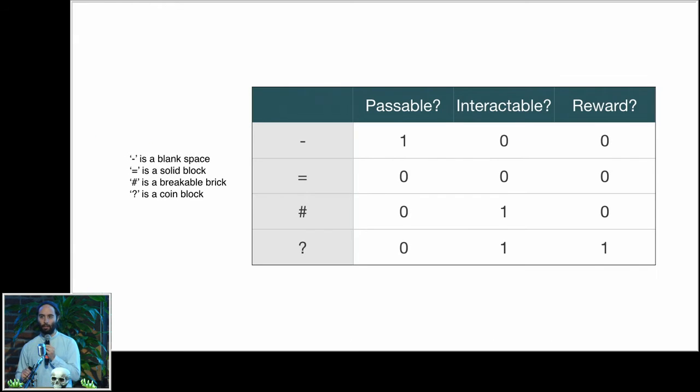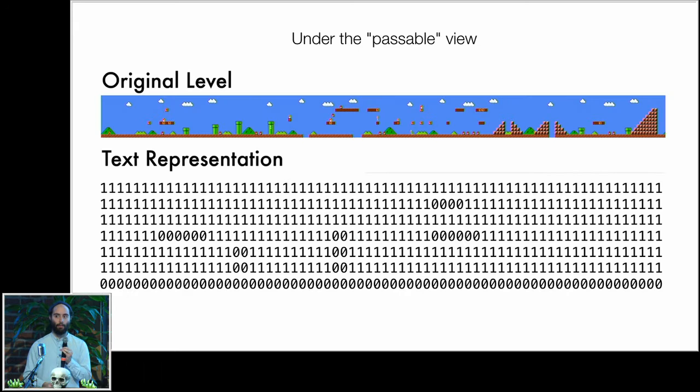What if I said I'm going to categorize my tiles, and I say they're passable tiles, interactable tiles, or reward tiles. So maybe a coin block is just a reward tile that's interactable, whereas a breakable brick is an interactable tile that's neither passable nor reward. Okay, and I look at my world now as ones and zeros instead of a bunch of characters. This is what a Mario level might look like if you just consider, is it passable?